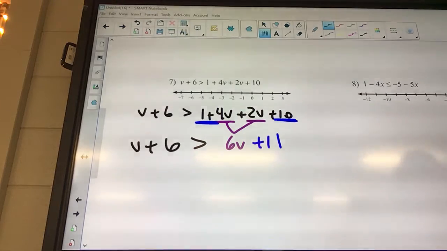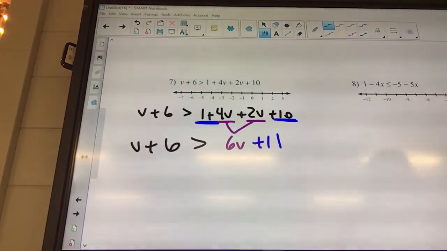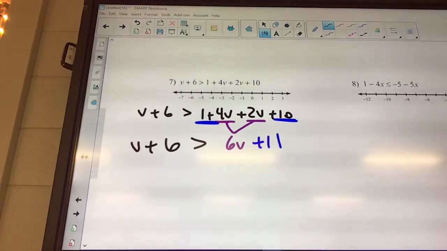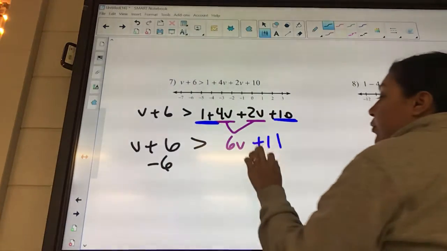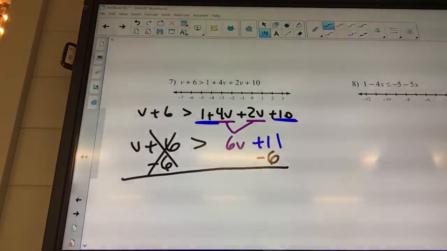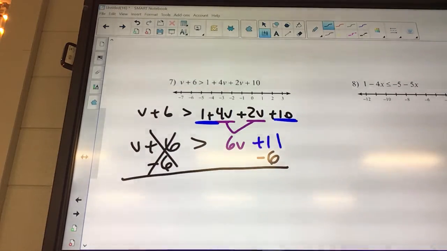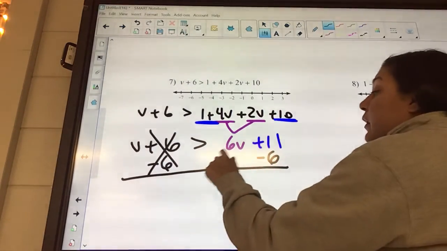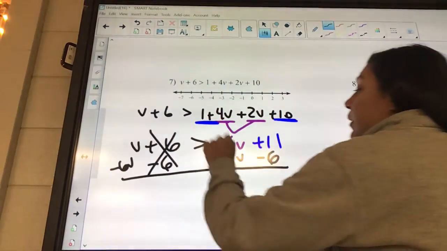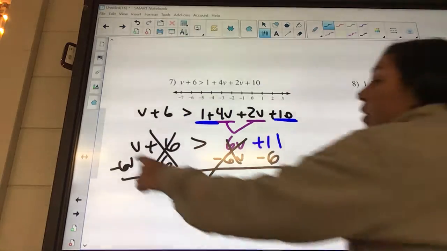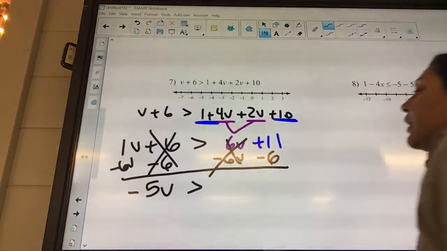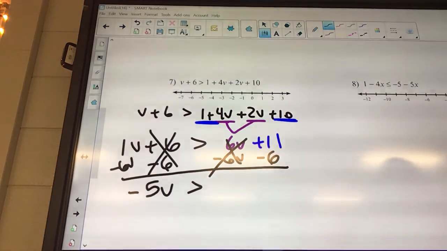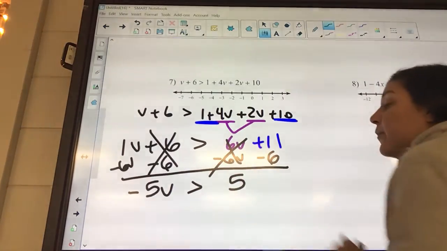Okay, and so now you can see that I have 1, 2 on the left, 1, 2 on the right. And so now they look like every other problem that we've been doing. What needs moved? Well, this 6 needs to move. And then what else needs moved? 6V. So we say minus 6V. So I got 1V minus 6V. It's gonna give me a negative 5V. And then 11 minus 6 is what? 5.